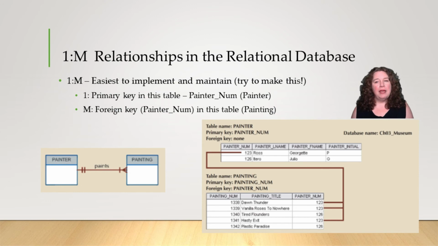So when we implement this, we are going to create our painter table in this example with a primary key of a painter number. And then in our painting table, we are going to have a foreign key that is our painter number. And we're going to be able to do a join between those two tables to allow us to implement that in our queries. Let's talk about other relationship types.